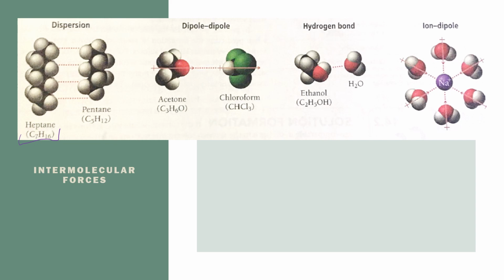Dipole-dipole, on the other hand, when you're drawing, you need to make sure that you're doing that dotted line between the positive end of one molecule and the negative end of a different molecule. So in this case, the polar acetone molecule, the oxygen here is slightly negative, and the hydrogen on the chloroform is slightly positive. And so it creates those dipoles in each of the molecules, and then they can attract each other. So just make sure that you're lining them up negative to positive.